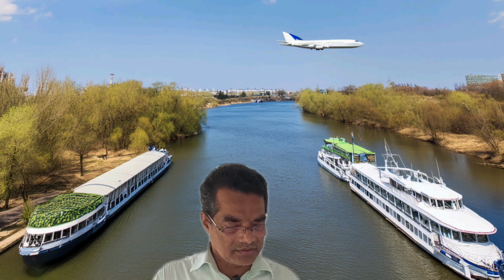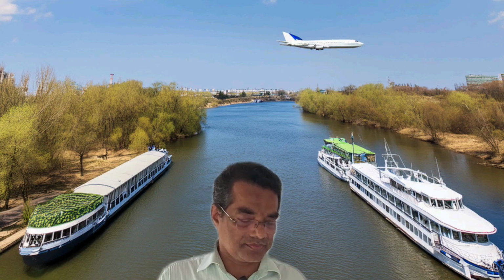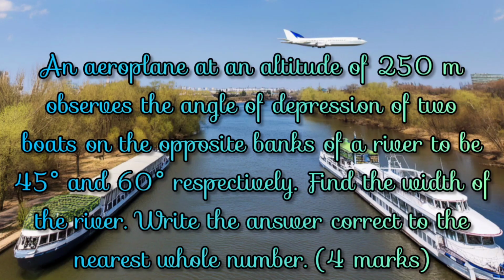Here is question number 8. An aeroplane at an altitude of 250 meters observes the angle of depression of two boats on the opposite banks of a river to be 45 degree and 60 degree respectively. Find the width of the river. Write the answer correct to the nearest whole number.